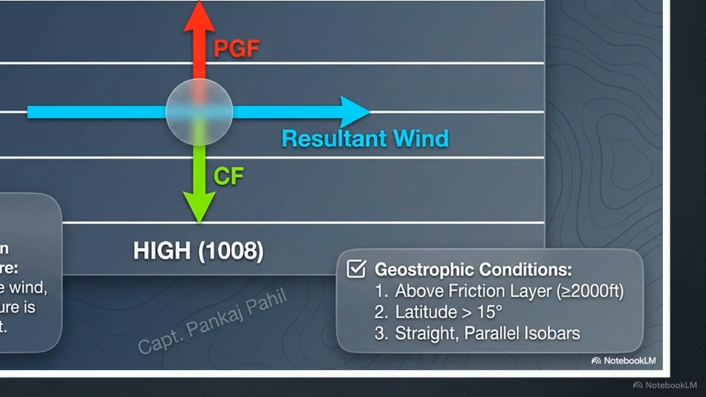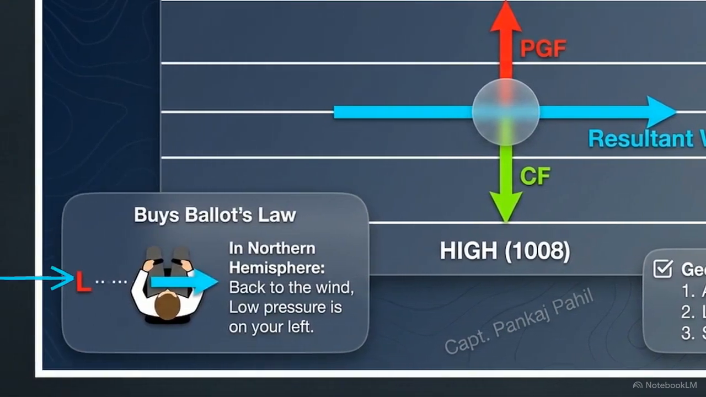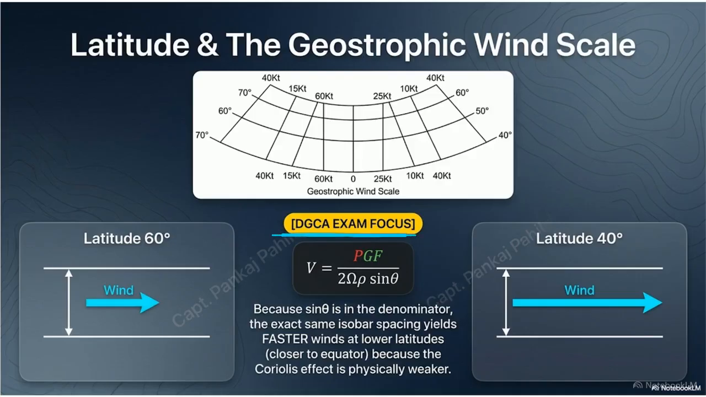We apply this directly in the cockpit using Boyes-Ballot's law. In the northern hemisphere, if you stand with your back to the wind, the low pressure center is always situated to your left. This dual-panel visual reveals a common trap on the exam regarding the geostrophic wind scale.